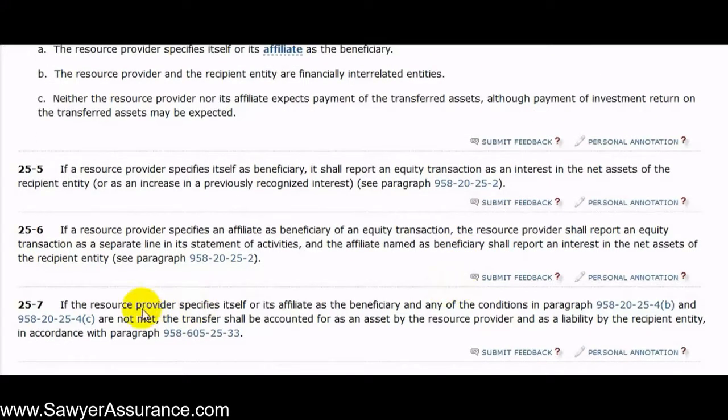And so finally, this one, number 25.7, gives the example. So the resource provider specifies itself or its affiliate as a beneficiary, but the conditions in B and C are not present. So in that case, A is present. Resource provider specifies itself as a beneficiary, but the resource provider and the recipient aren't financially interrelated entities, and the resource provider actually expects payment of those transferred assets to be returned to it. So in that case, it's not necessarily an equity transaction, and especially it's not between interrelated entities, so it's more or less a loan to the recipient entity. And that's why here it says that it should be accounted for as an asset by the resource provider and as a liability by the recipient entity. So basically, the resource provider loaned assets to the recipient entity, and the recipient entity reports a liability.